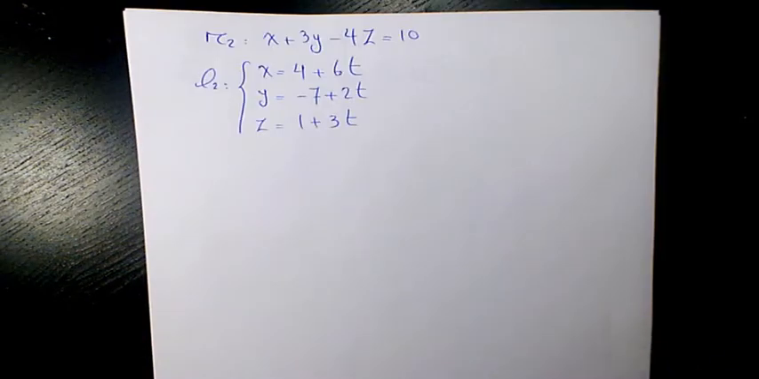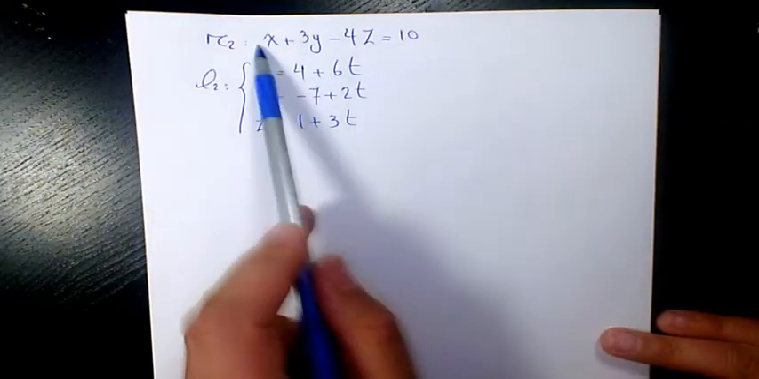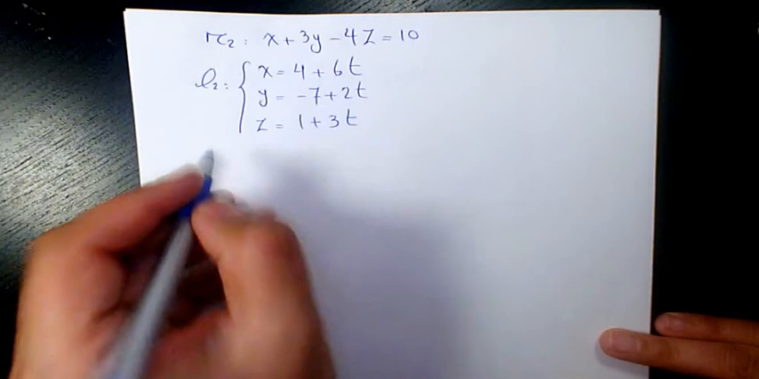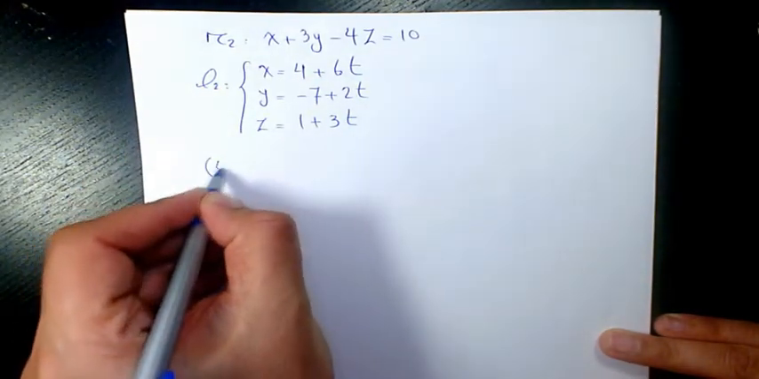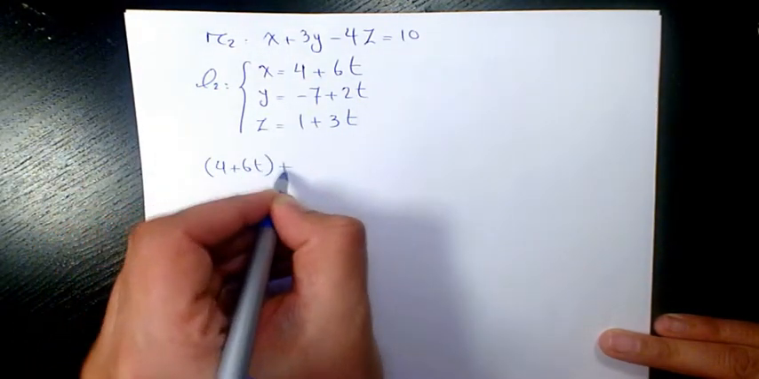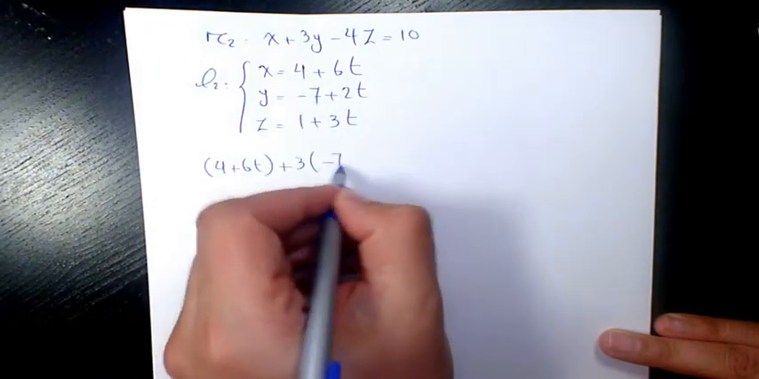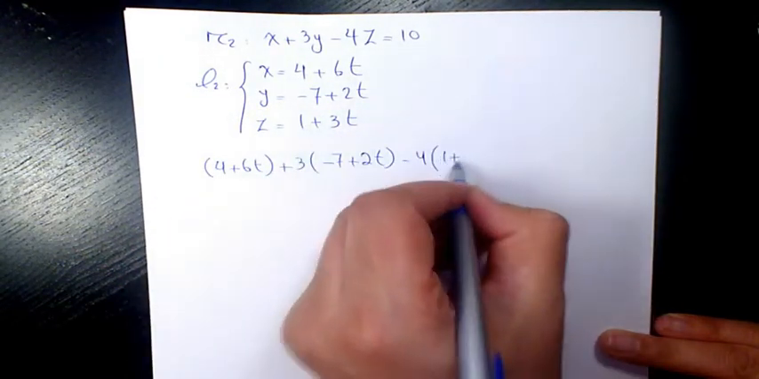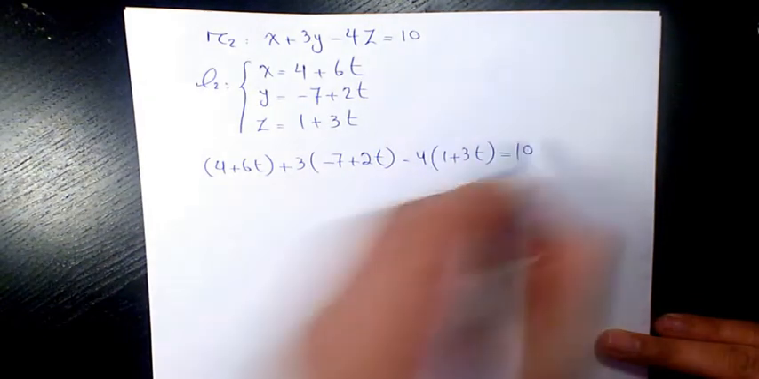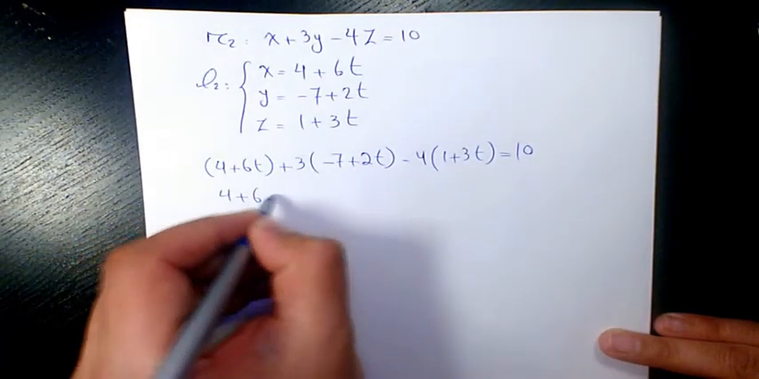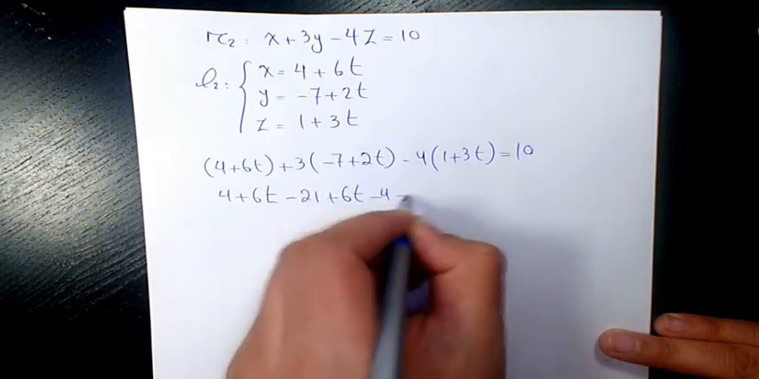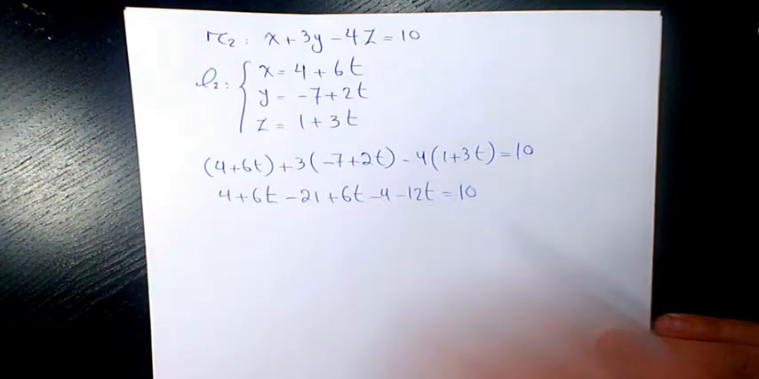For the next one, I'm going to do the same thing. We have the plane and line. I just substitute this expression into the plane equation. So for x, we have 4 times (5 plus 3t), plus 3 times y, which is negative 7 plus 2t, minus 4 times z, which is 1 plus 3t, equals 10. So it's going to be 4 plus 6t minus 21 plus 6t minus 4 minus 12t equals 10.